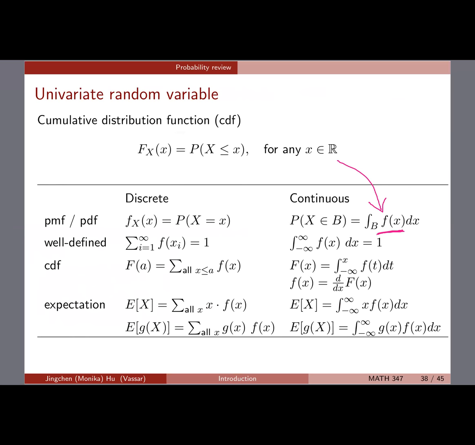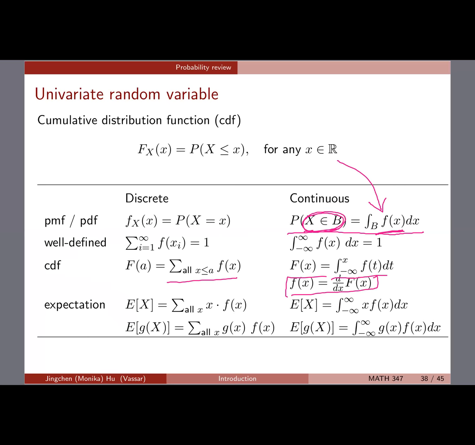And for the PDF, the definition is that if you're looking at x in a particular range or region, then it will be the integration of that. So just a quick review: for the discrete case, it's well defined, the probabilities sum up to one; for the continuous, the integration is one. The CDF here is a summation as well, and for the continuous, the CDF will be an integration.